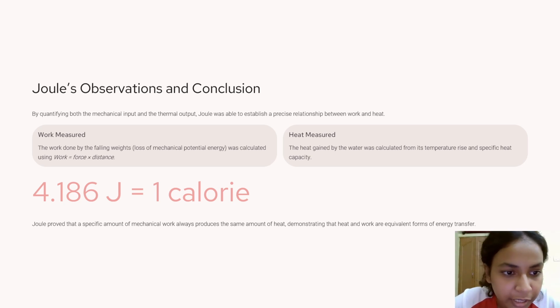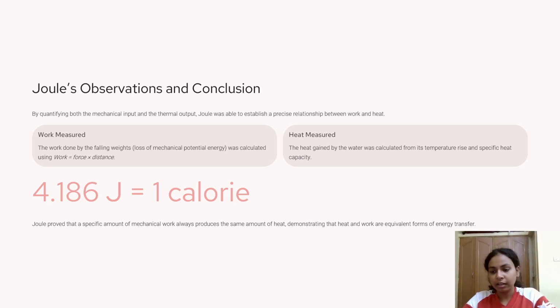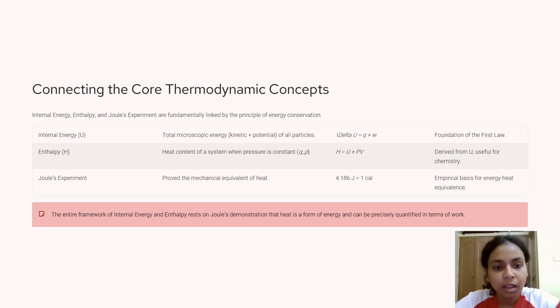Work was measured as the work done by the falling weights; the loss of mechanical potential energy was calculated using work is equal to force times distance. The heat measured was the heat gained by the water, calculated from its temperature rise and specific heat capacity. This proved that mechanical work and heat are two interchangeable forms of energy. From all these concepts, we understand that it builds upon the first law of thermodynamics, which says that energy can neither be created nor destroyed, only transformed.